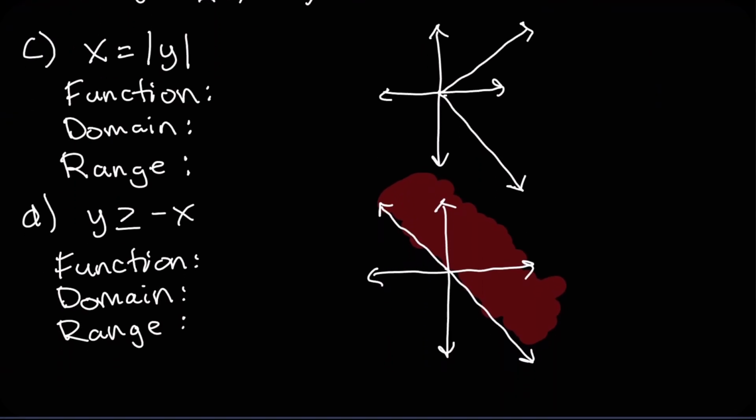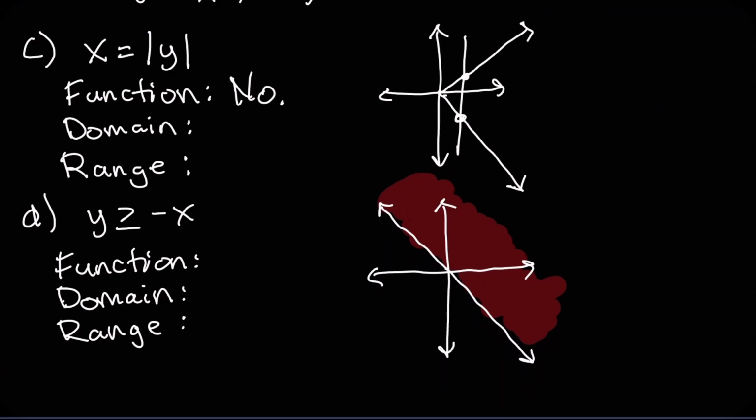Now we have C. We have x is equal to the absolute value of y and our graph over to the right hand side. Doing our vertical line test, notice how if I were to draw a vertical line here, it's going to intersect at 2 individual points. So this one is not going to be a function.